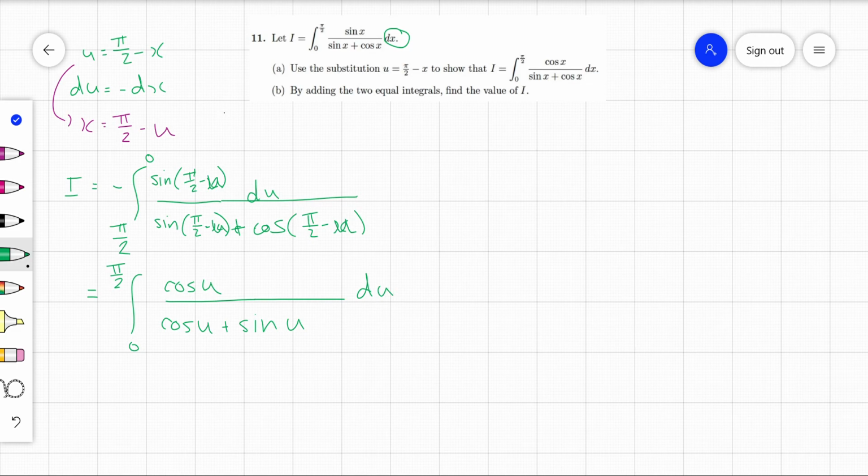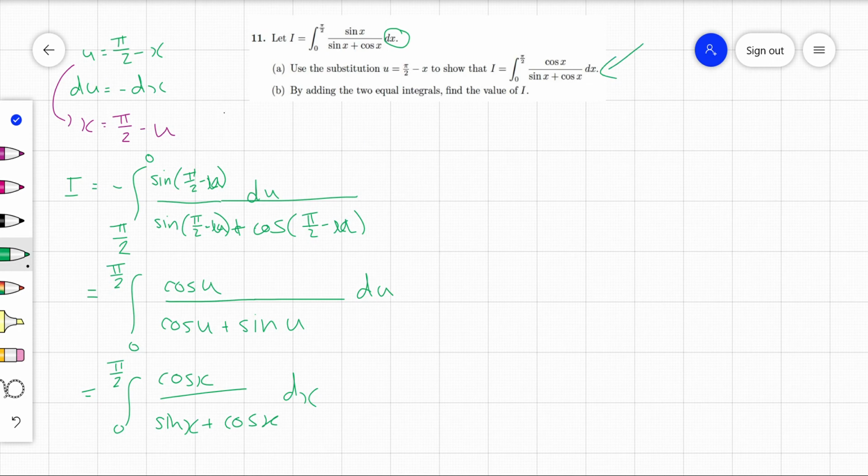Alright, so remember we're doing a show that. Now, we've got a nice integral there with u's. We can always change the letter, it doesn't have to be u. So we can change it back to x. So it's cos x on sine x plus cos x dx, and that's what we had to show.